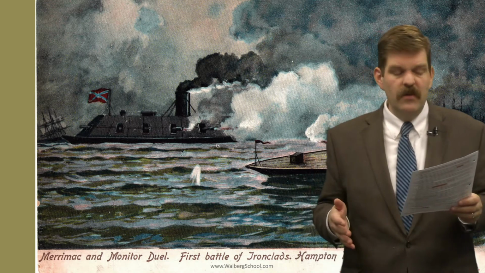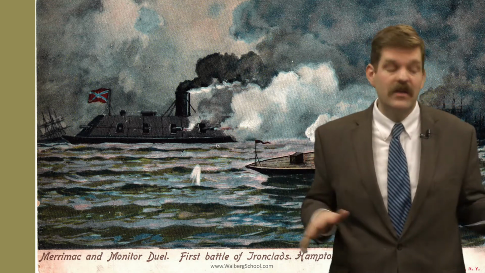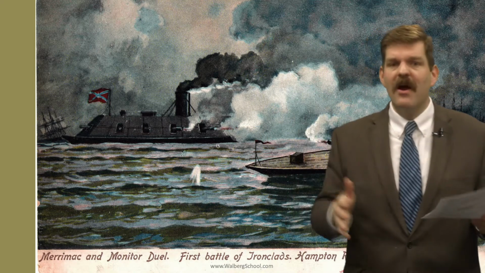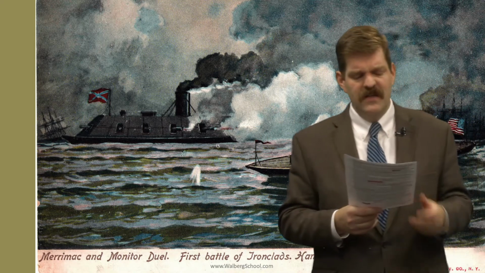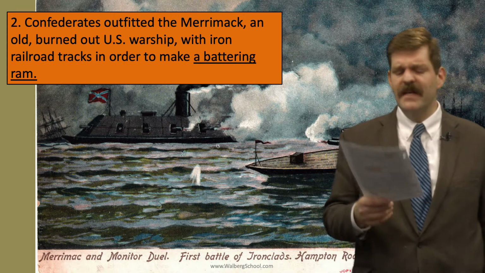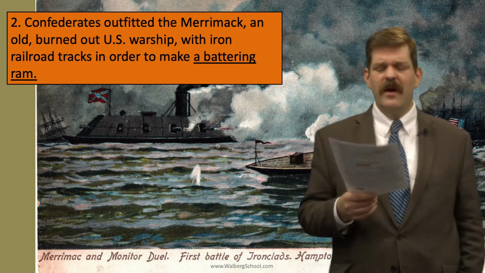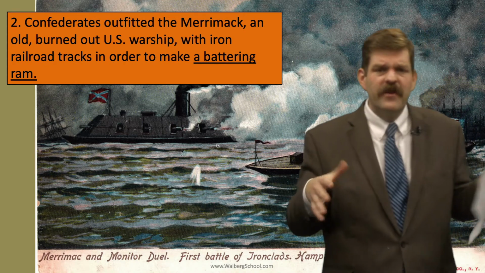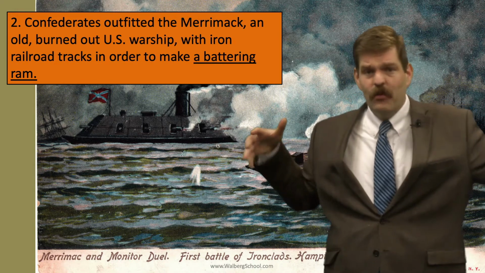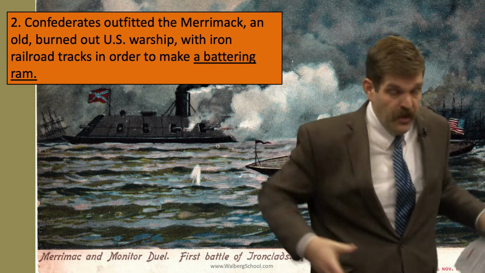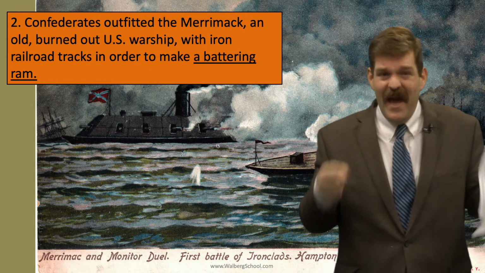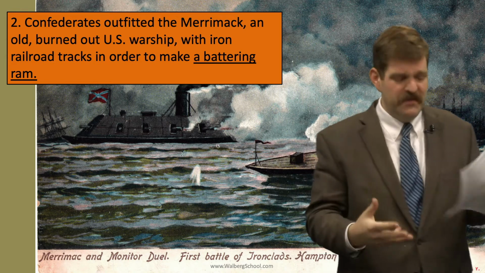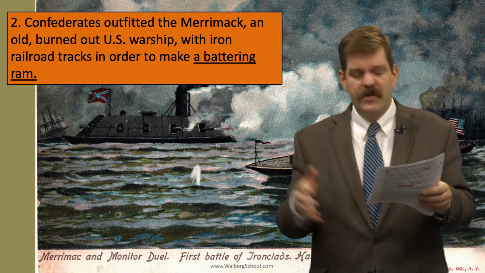The most famous battle was between the first two on either side, known as the Monitor and the Merrimack, and they squared off against each other in March of 1862. The Confederates had the Merrimack. It was an old burned-out U.S. warship, and they took it and they outfitted it with the iron rails from a railroad, and they put it on the sides and armored it up, and it was also a battering ram. It could smash through ships was the idea, and it's the Merrimack. It belonged to the Confederate side.